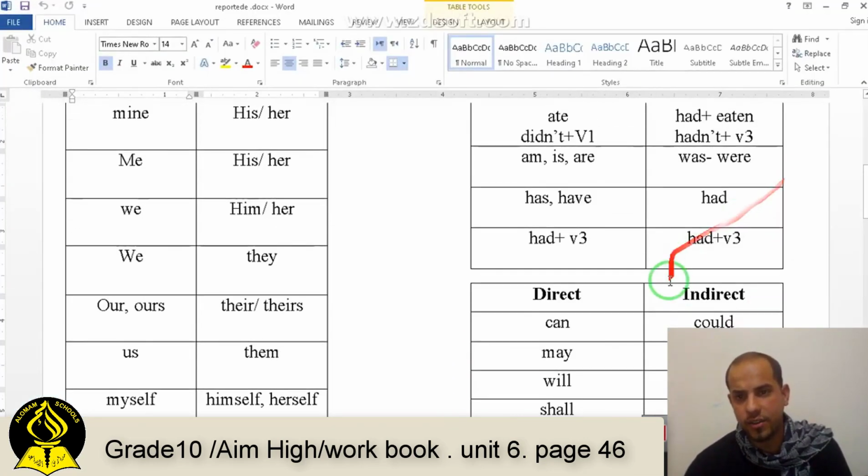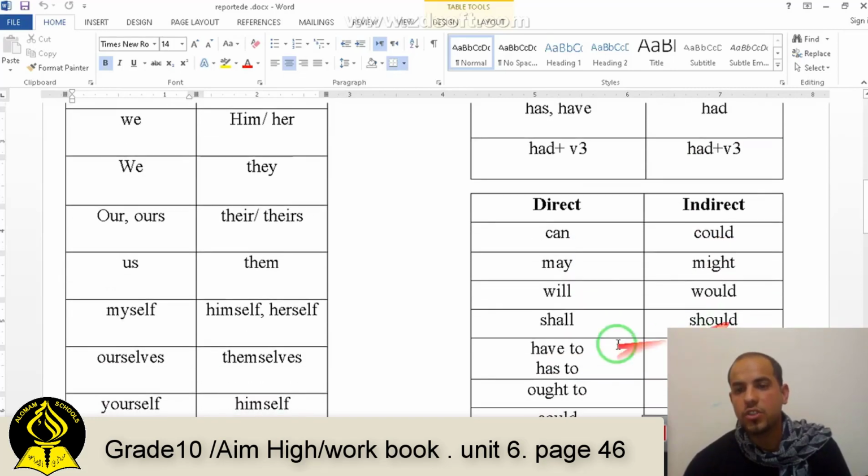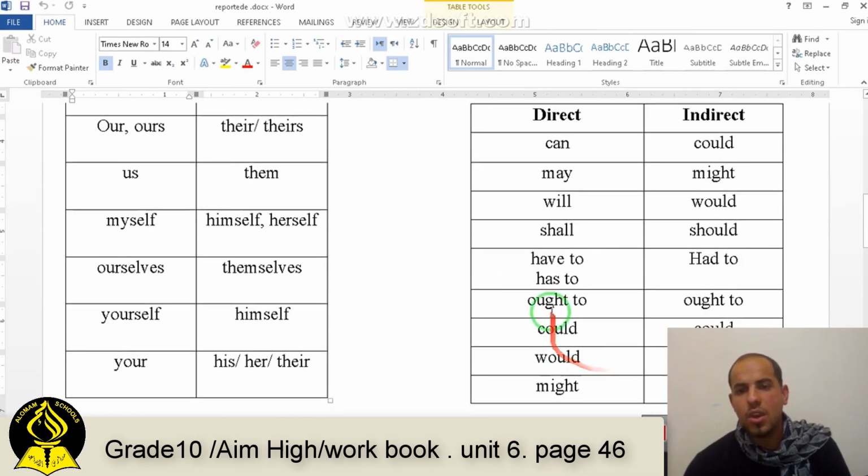You can see here that can becomes could, may becomes might, will becomes would, shall becomes should, and have to and has to change to had to, ought to. Could stays as could, would stays as would, and might stays as might. This is for exercise number 2, and let's move to the third exercise.